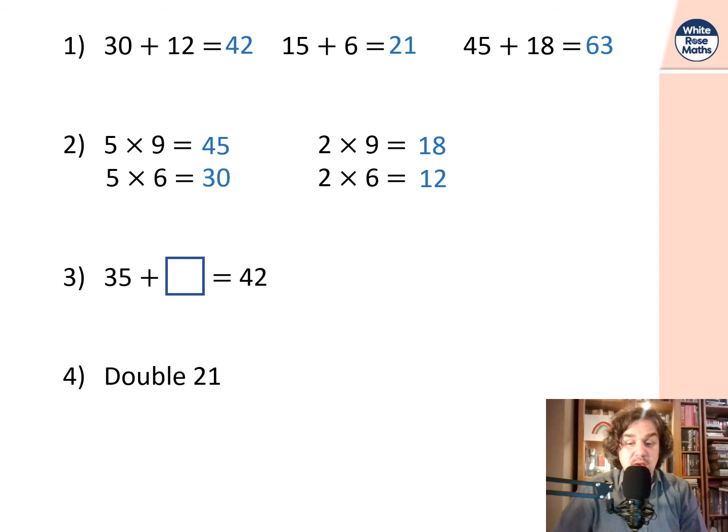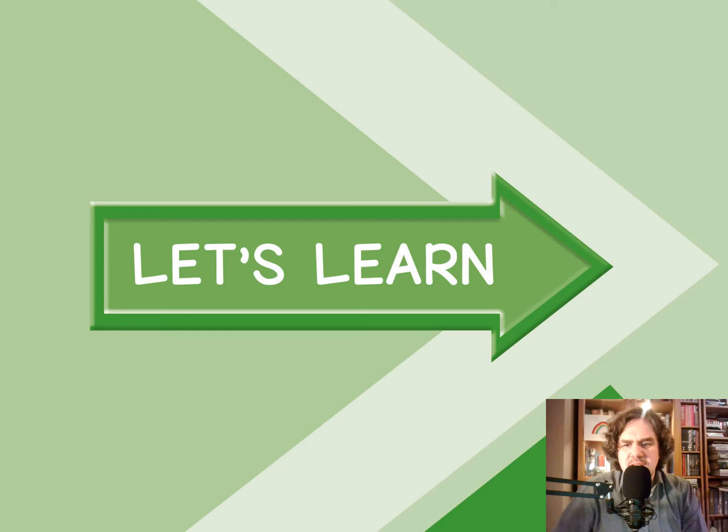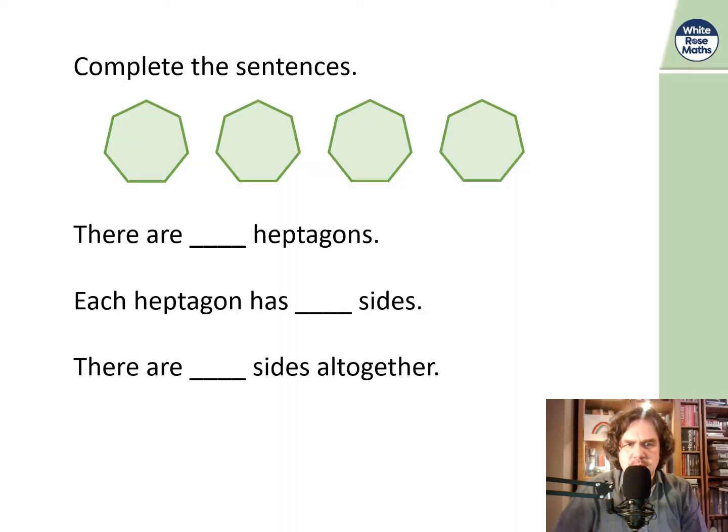Or, if you've got your 7 times table knowledge, you could use your 7 times table as well, because we can see both of those numbers are in our 7 times table. So 35 add 7 is 42. And question 4, double 21 is 42. So let's move on to today's new content.